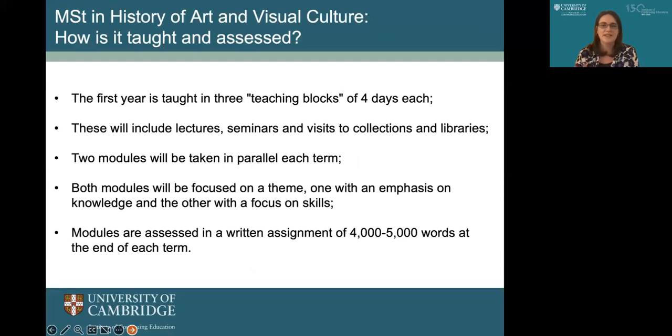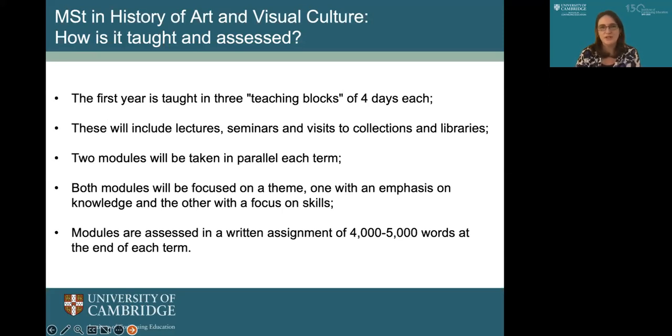So I've already said a bit about how it's taught, but also how we assess the course. As I said, the first taught year is taught in these teaching blocks, as we call them, these 4-day, very intensive periods, one every term of the year. These sessions include lectures, expert sessions in museums and libraries in Cambridge, and seminars where you can offer your own views and opinions and ask the experts questions.